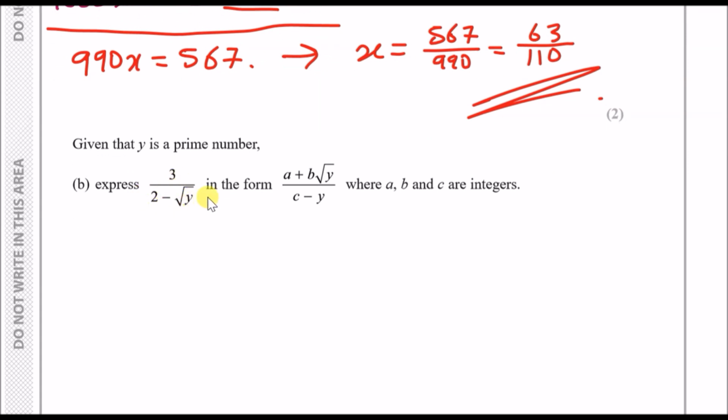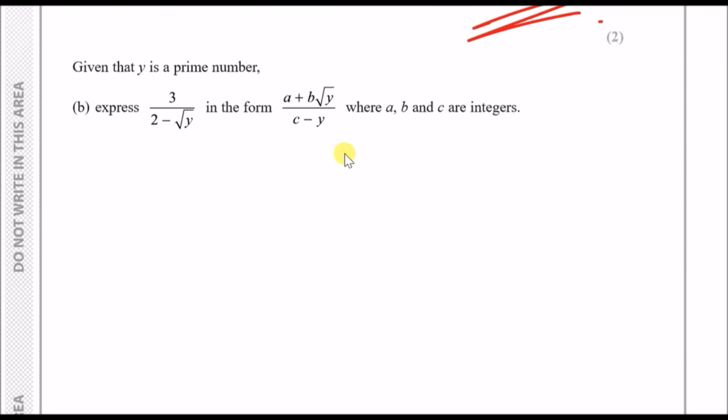Now for the next bit, it says given that y is a prime number, express 3 over 2 minus root y in the form of this expression. So the reason why they tell us y is prime is that we can't actually break it down. Because when you've got prime numbers, you can't actually separate them any further. So how to get from this form to that form? Well, there's a trick. All you have to do here is a process called rationalization. So notice how there's a surd at the bottom. To get only whole numbers at the bottom, you multiply top and bottom by its opposite-sign surd. So instead of 2 minus root y, it'll be 2 plus root y.